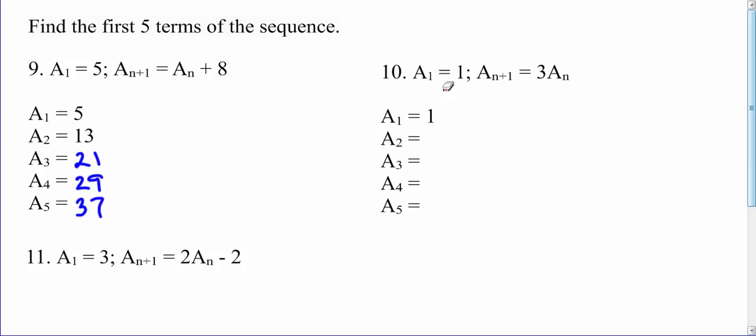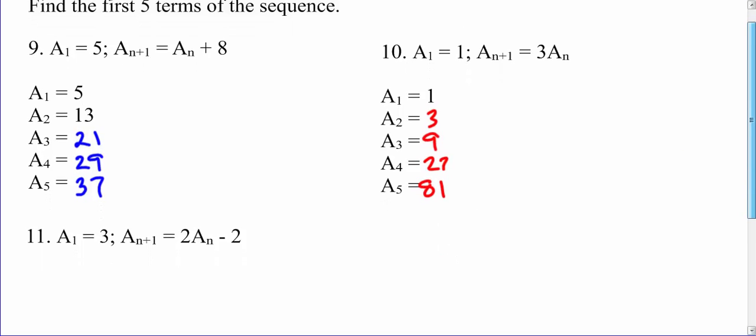Now the next one, a sub 1 is 1. That's given to us here. But this time, notice it's 3 times a sub n. So I'm going to take the previous number and multiply by 3. Checking those multiplication skills, huh? 1 times 3, hopefully you have that one. 3 times 3 is 9. 9 times 3, 27. And then here's the one, 27 times 3. That's so unfair, Mr. Hale. No, it's not. It's 81.